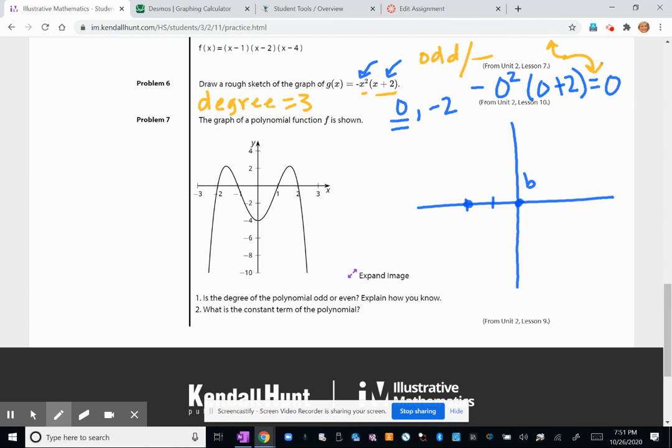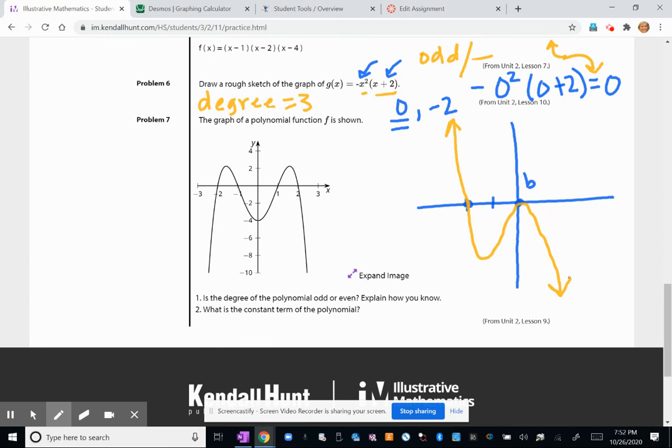So from the 0 of -2, that's the one furthest to the left. So the polynomial will go up from there. It passes through since -2 is a single 0. And then it loops back up to bounce at 0 and then continue going down from there. All right, so that is a rough sketch of g of x equals -x squared times x plus 2.